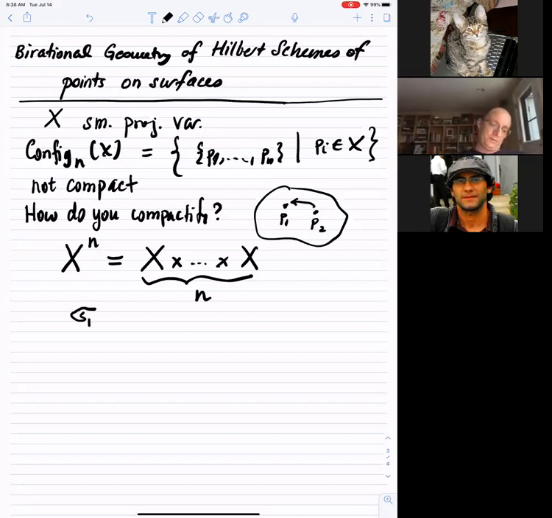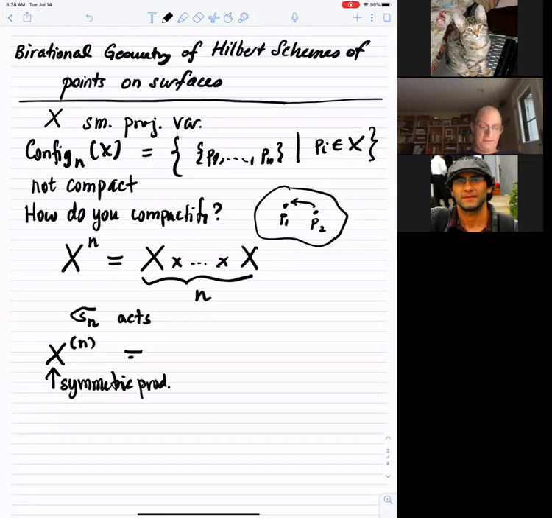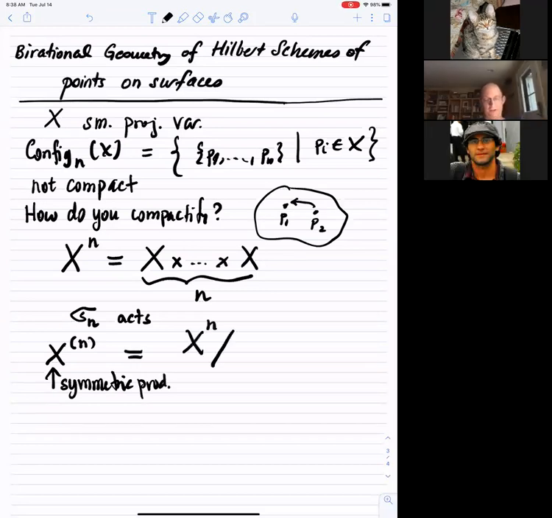How does it act? It just shuffles the points. If you have P1, P2, P3 up to Pn, then you can move them around. Then you form the symmetric product. Simply, you take this X^n and quotient out by this action of the symmetric group, okay? This is now a compact space, and it contains the configuration space as an open set. So it's a sensible compactification.